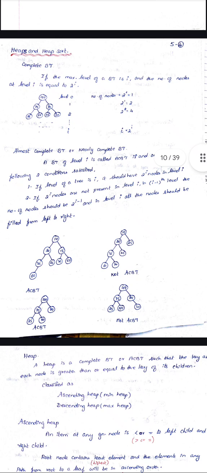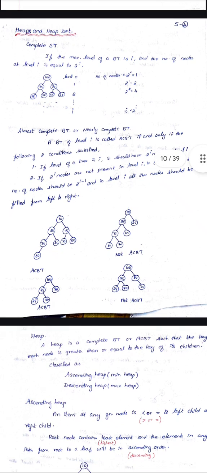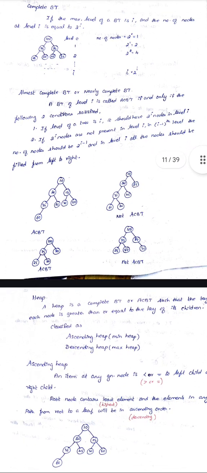Heaps and heap sort. Complete binary tree: if the maximum level of a binary tree is I and the number of nodes at level I is equal to 2 power I, that is a complete binary tree.